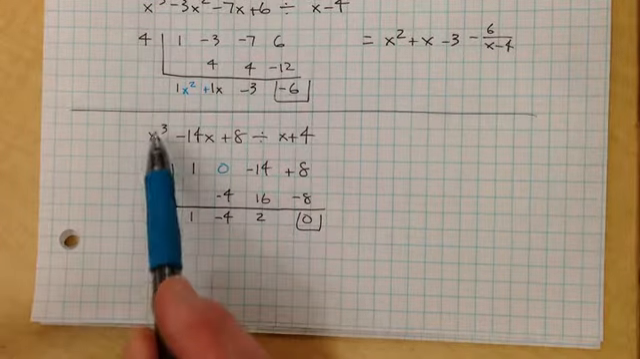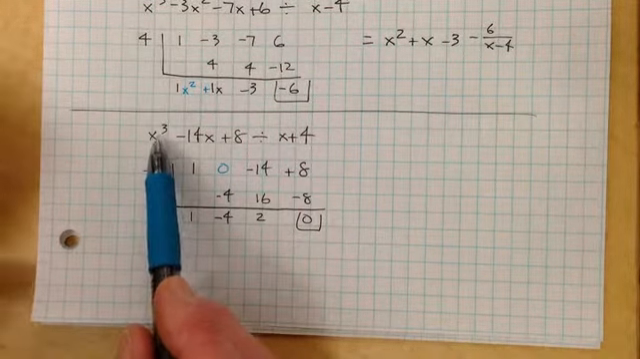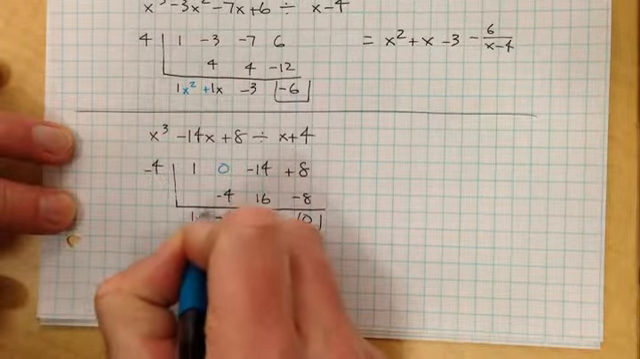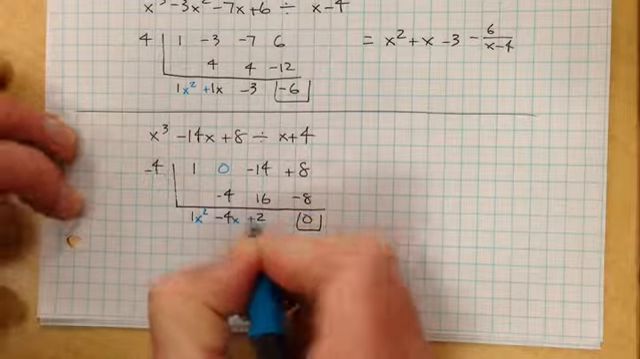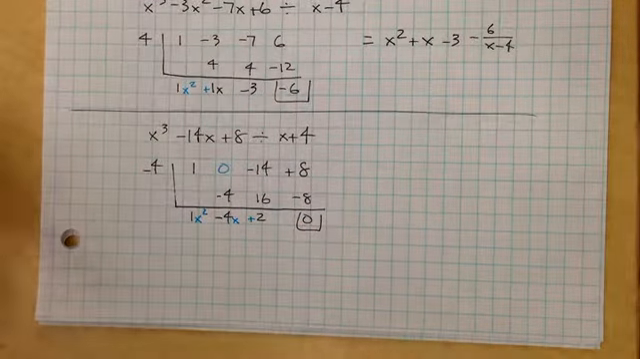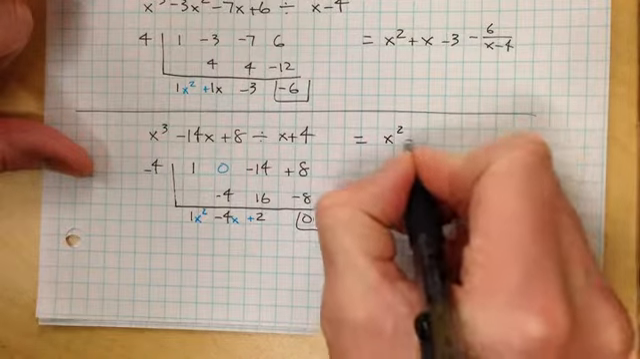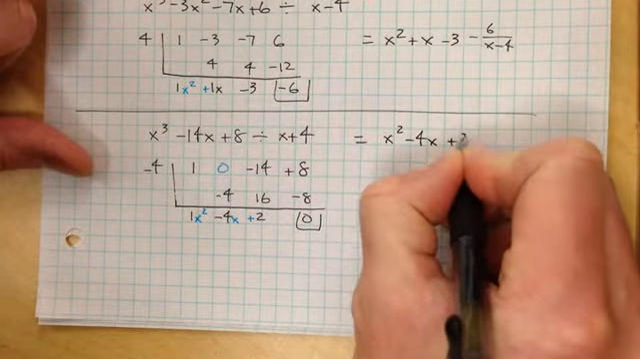So I am at degree 3. This gets dropped 1 degree down, so now these are the coefficients of the degree lower. x squared, minus 4x, positive 2. So my answer to this division problem would be x squared minus 4x plus 2.